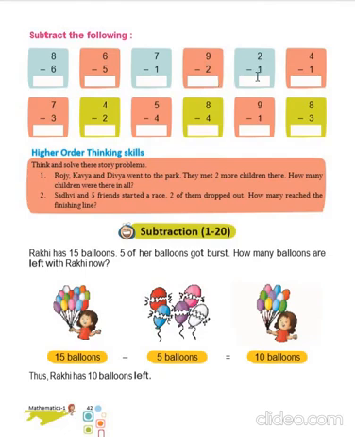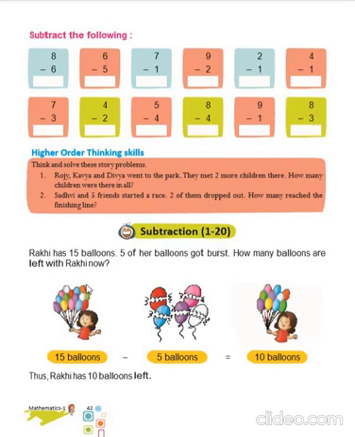2 minus 1 will be 1. 4 minus 1 will be 3. 7 minus 3 will be 4. 4 minus 2 will be 2. 5 minus 4 will be 1. 8 minus 4 will be 4. 9 minus 1 will be 8. 8 minus 3 will be 5.